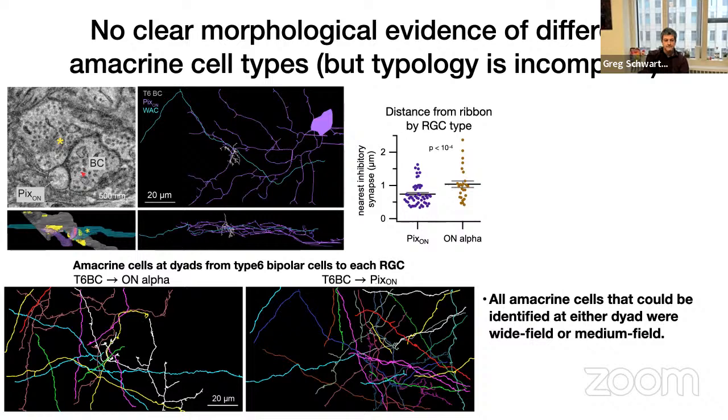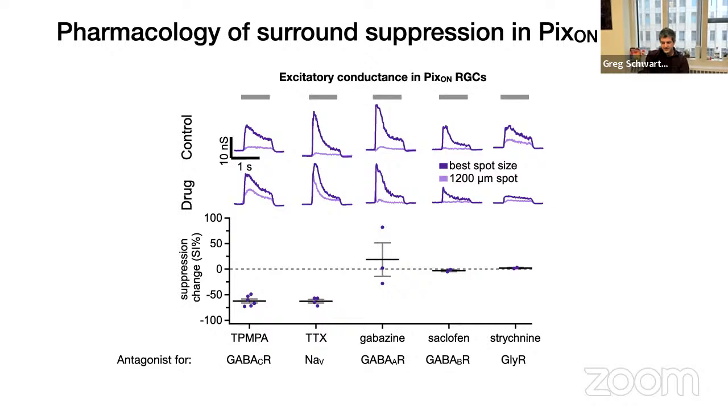So all amacrine cells that could be identified at each dyad were either wide field or medium field. There's a few medium field ones in here, but we weren't able to really tell their differences. But what about pharmacology? So we can also block them with different drugs. And so now we're in pixons again, we're measuring the excitatory conductances. Remember, excitatory conductances are the ones that matter, but then we can put on inhibitory receptor antagonists to knock out the potential effects of some of those amacrine cells.